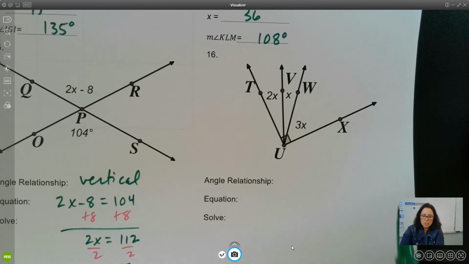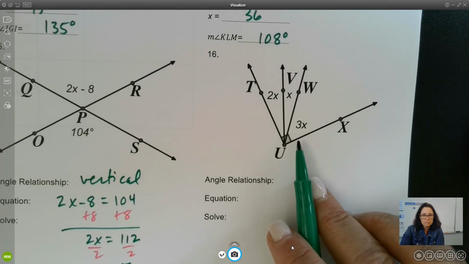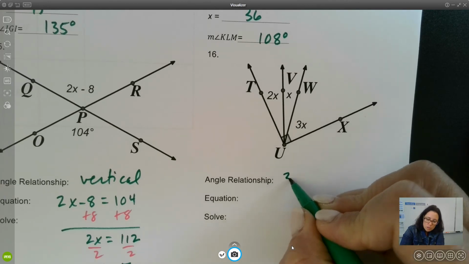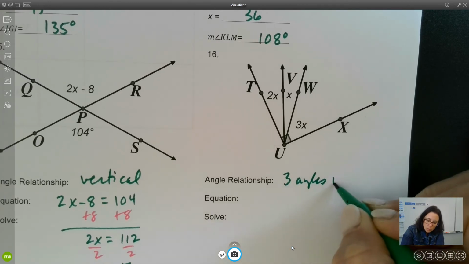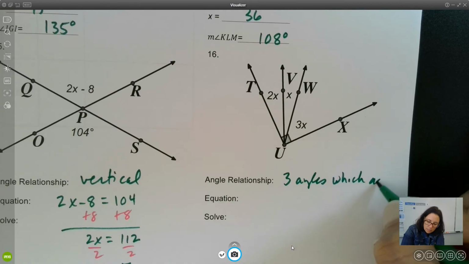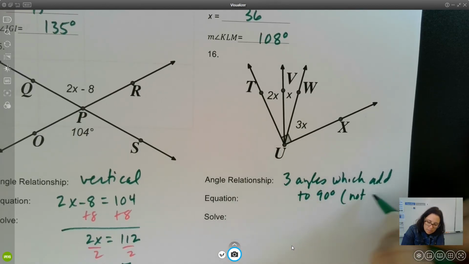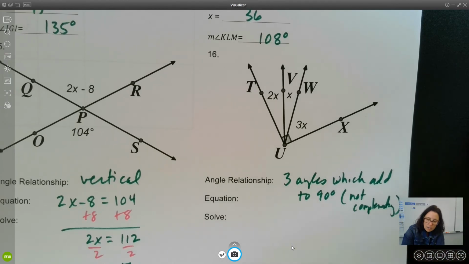All right, now this one, be very careful. Temptation's there to say complementary, but complementary angles are just 2 angles that add to 90. So these are just 3 angles which add to 90. Not complementary. Complementary angles is only 2 angles that add to 90.